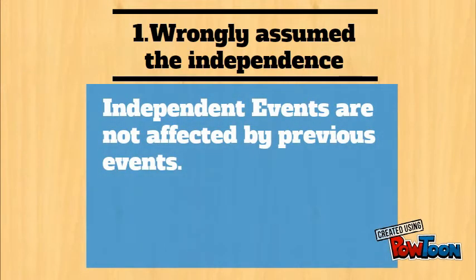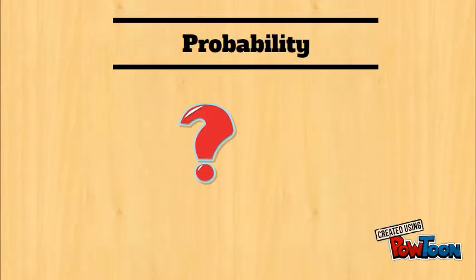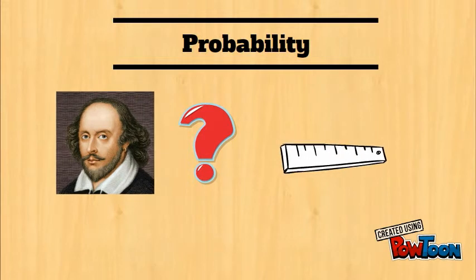They wrongly assumed independence. Independent events are not affected by the previous event. First, probability is something that we're not sure about, to be or not to be. We don't know the result, but we can know the chance, whether it's high or low. To make it simple and quantitative, we have to use math. The chance for things to happen is from 0 to 1. 0 means never, 1 means must.